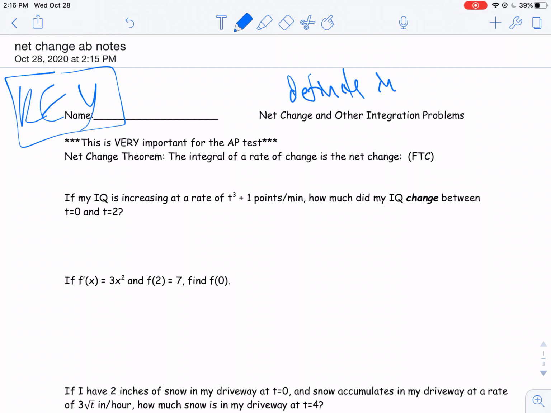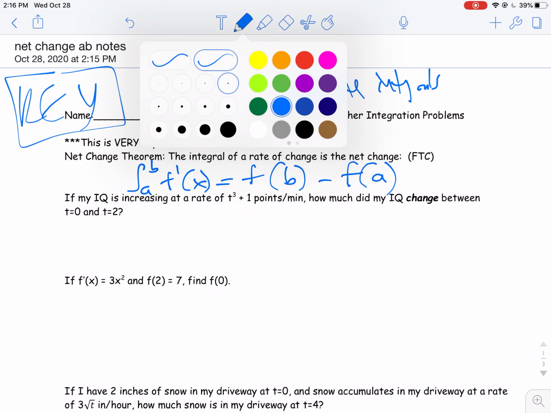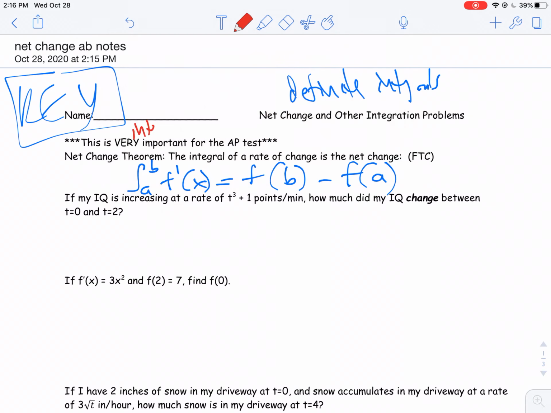What I want to remind you of is that the fundamental theorem basically says this: if you integrate some derivative from a to b, that will give you f of b minus f of a. When you think about what this represents, the integral of the rate is equal to some amount. If f is some amount of something, and f prime is the rate of change of that amount, then f of b is your final amount, and f of a is your initial amount.